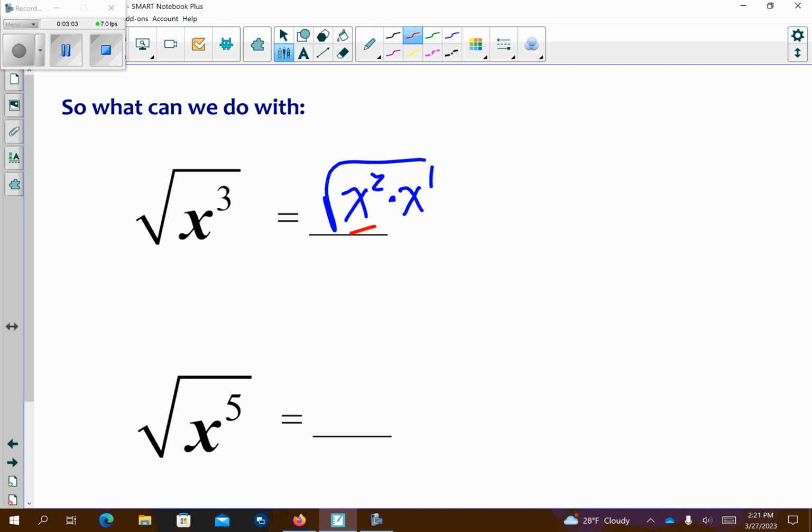So if I do that, what's the square root of this? Yeah, it comes out to x. And then I'm left with this stays underneath the radical sign or under the square root sign. So x square root x.